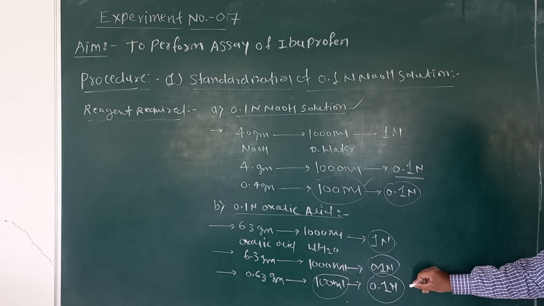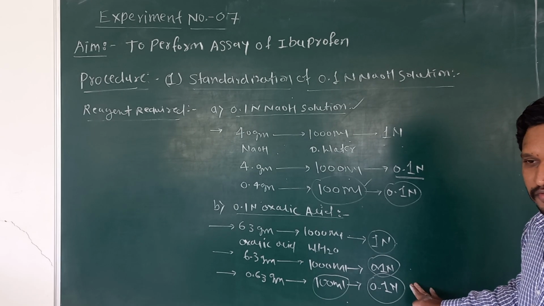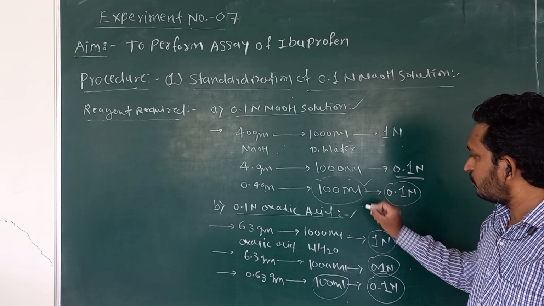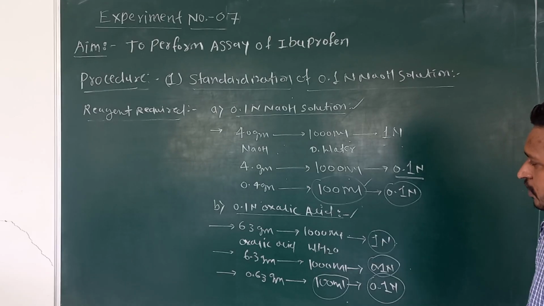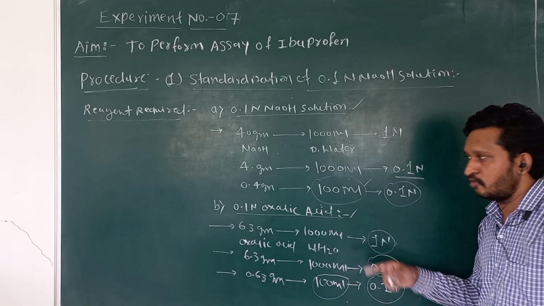So we will go for the 0.1 normal oxalic acid for 100 ml of the solution. This is about 0.1 normal oxalic acid, and this is about the preparation of the reagents. Now into the procedure.